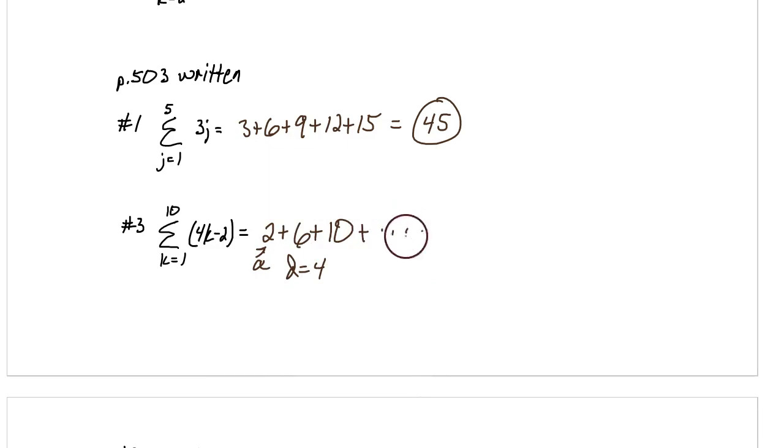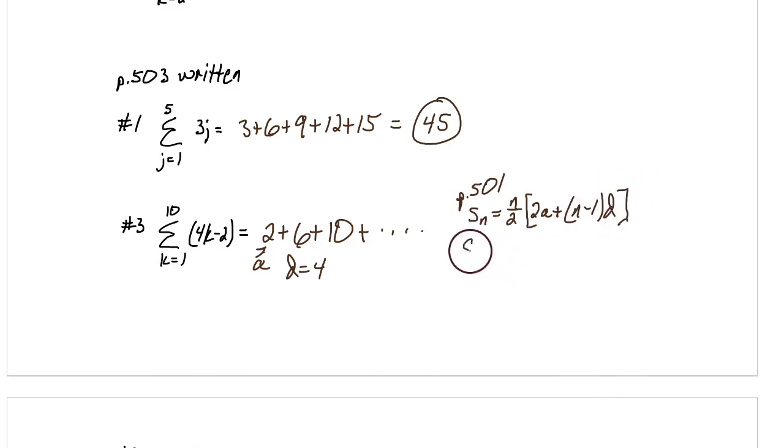We could finish our expansion and then add all the terms together, or we could use a formula that finds the sum of an arithmetic sequence. There is a formula on page 501 of the book that will find the sum. The sum of n terms is equal to n divided by 2 times [2a plus (n minus 1) times d].